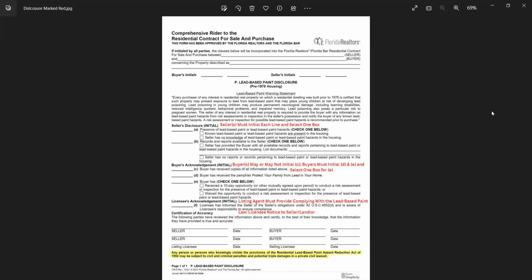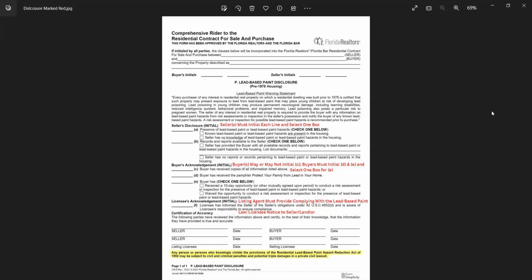They're also going to initial on line E, and they're going to check one below. So the buyer has either received a 10-day opportunity or other mutually agreed upon period to conduct a risk assessment or inspection for the presence of lead paint or lead paint hazards, or waive the opportunity to conduct a risk assessment or inspection for the presence of lead-based paint or lead-based paint hazards. So again, they're going to initial line E and make a choice on one of those.